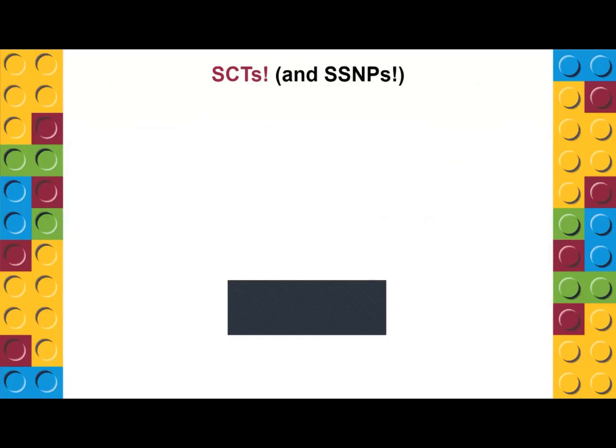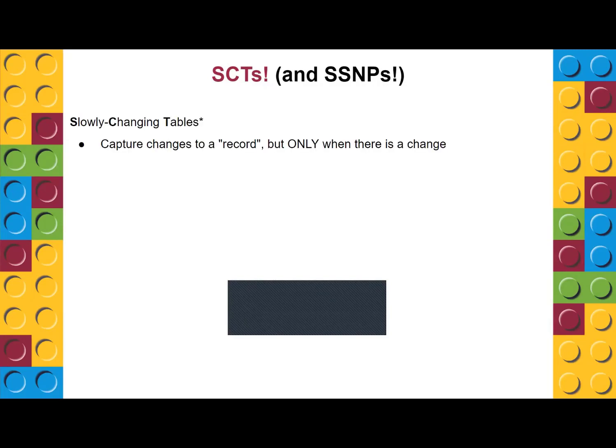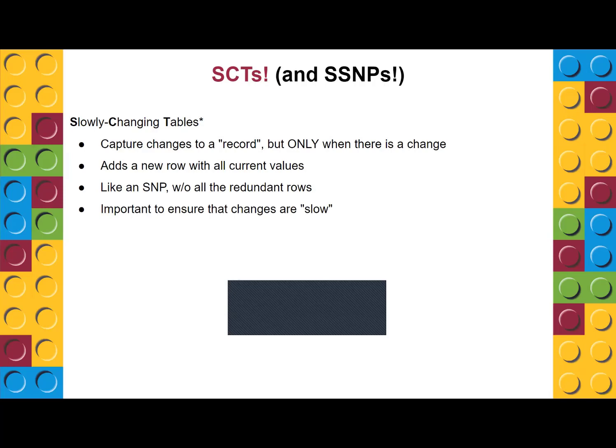Welcome, slowly changing tables and simulated snapshots. So what are they? Usually they're tables. We do have one SCT that's actually a view currently. What we're doing is capturing changes to a record, but only when there's a change. So it's similar to a snapshot, but not quite. It's going to add a new row with all the current values, just like you get with a snapshot. But we don't have that redundancy because if nothing changed, we're not going to recapture all that information.